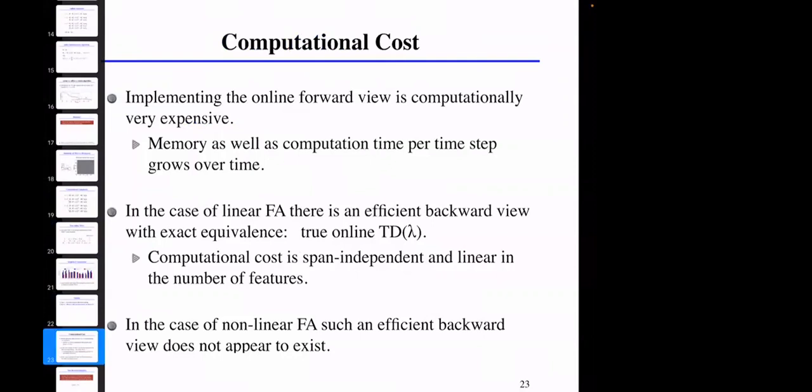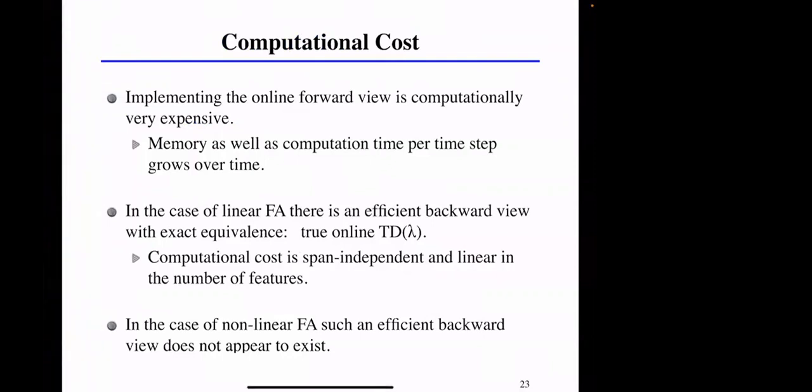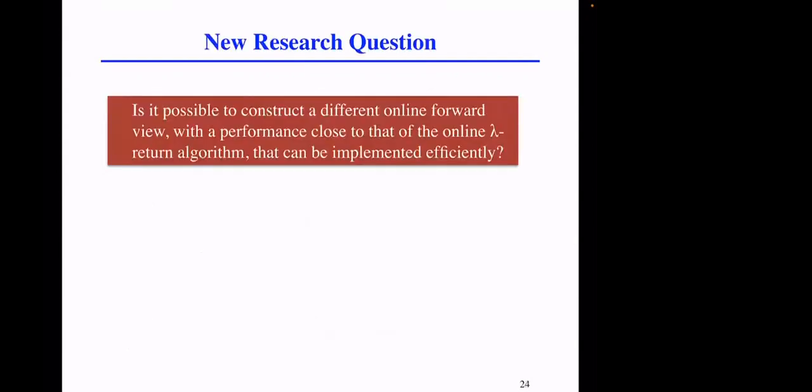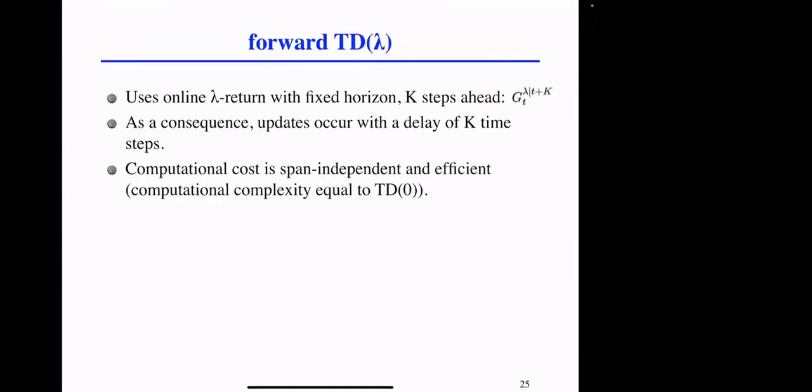Yeah, so implementing the online forward view is computationally expensive, so that's not what we want to do. In the case of linear FA, there is this efficient backward view through online TD lambda. In the case of nonlinear function approximation, this does not exist. So we have this new research question now: is it possible to construct a different online forward view with a performance close to that of the online lambda return algorithm that can be implemented efficiently? And the answer is yes.